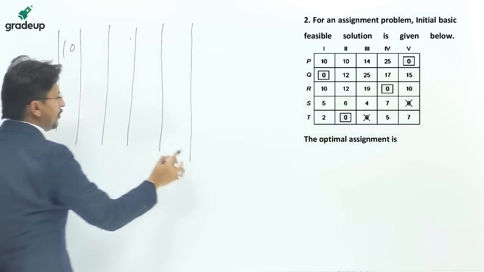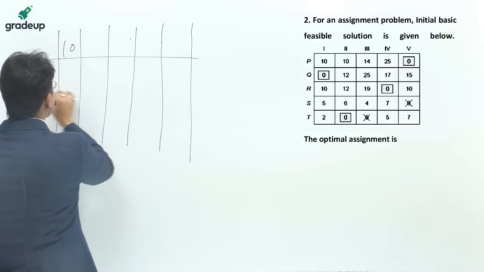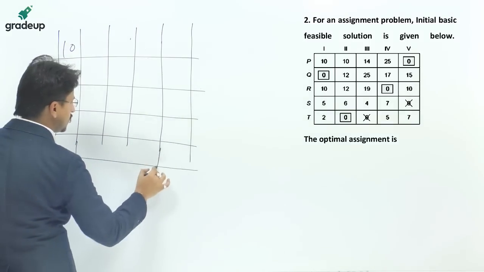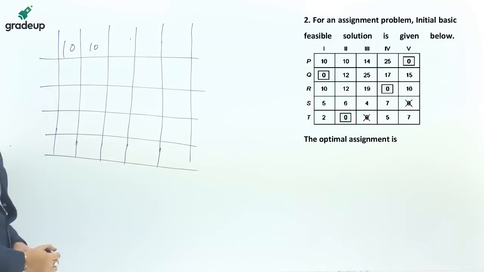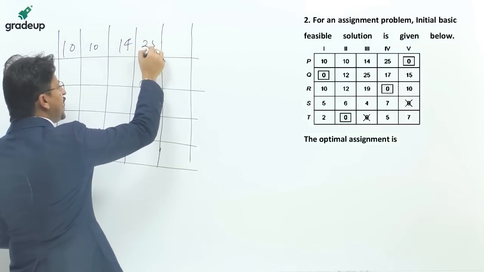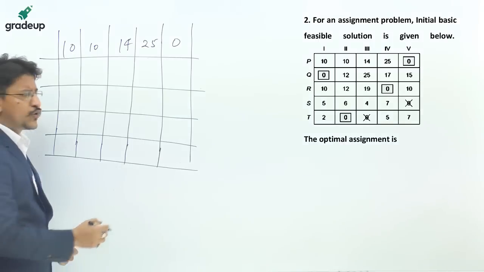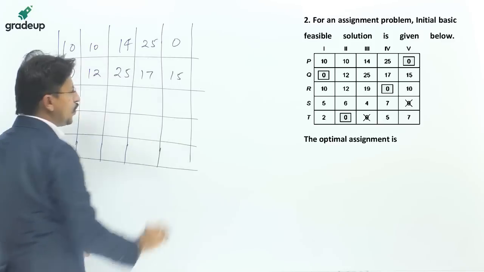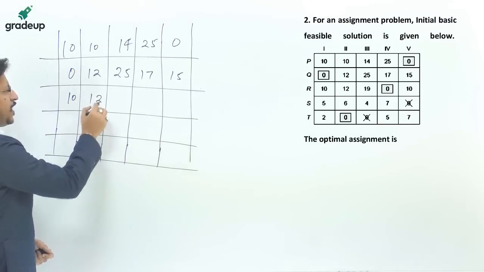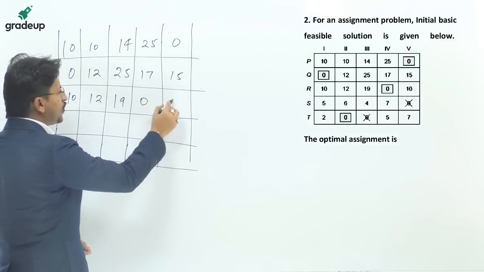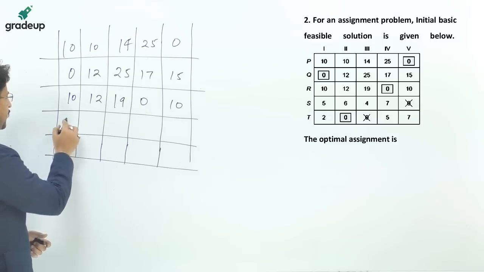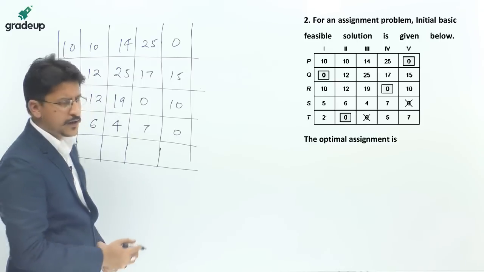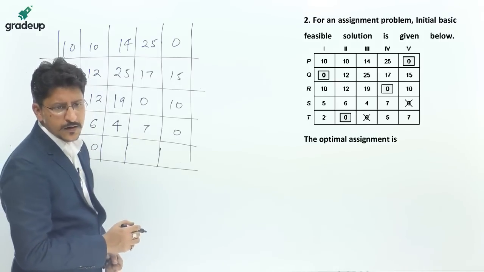This is a 5 by 5 problem. The values given are 10, 10, 14, 25, 0. Then 0, 12, 25, 17, 15. Then 10, 12, 19, 0, 10. Then 5, 6, 4, 7, 0, and 2, 0, 0, 5, 7.